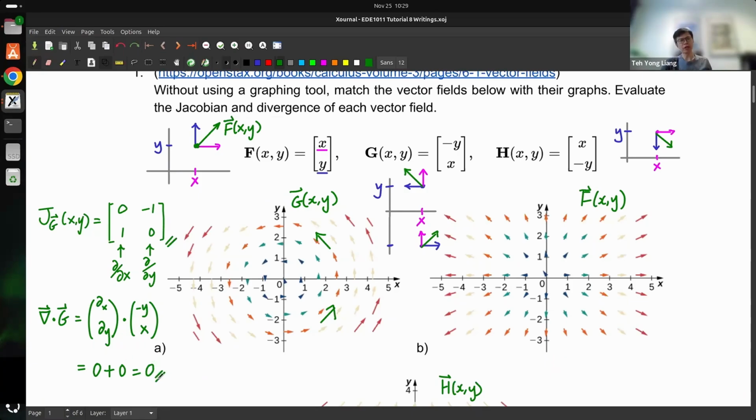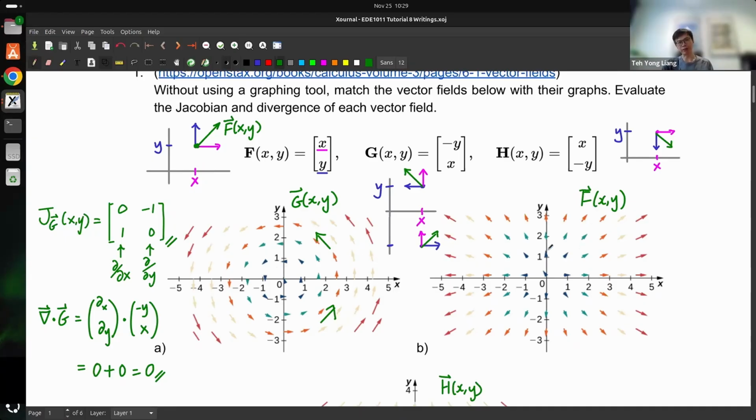You can argue logically why the divergence is 0. Look at this field. This field is rotating, just swirling like that. It's not expanding or contracting. There's no expansionary effect, no outflow effect, and no inflow effect. It's a pure spiraling flow field or vector field. So certainly the divergence will be 0, because the divergence represents the expansionary effect, or the degree of outflowness of the field. So for vector field G, the divergence will be 0.